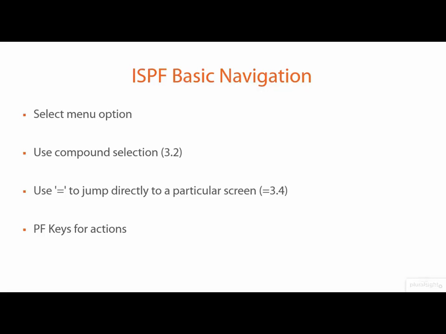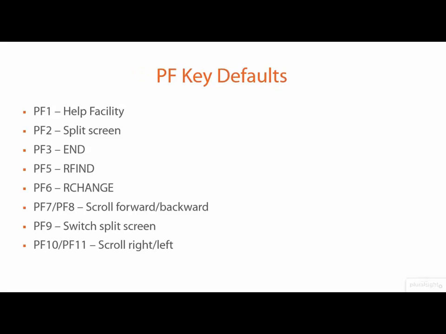PF keys can also be set to perform various actions. While the PF keys can be modified, there are certain uses that should be left to their default values. In particular, the following settings are considered standard. PF1 is used to access the help facility. PF2 allows you to split the screen to maintain two different displays and more within the ISPF environment. PF3 is the end command.